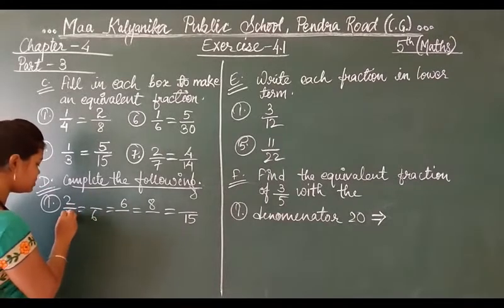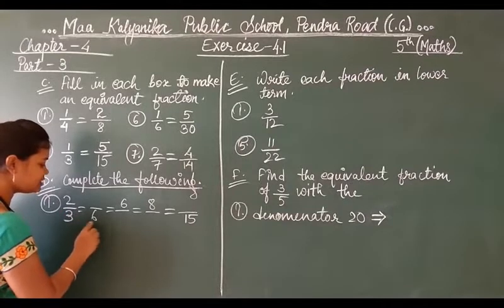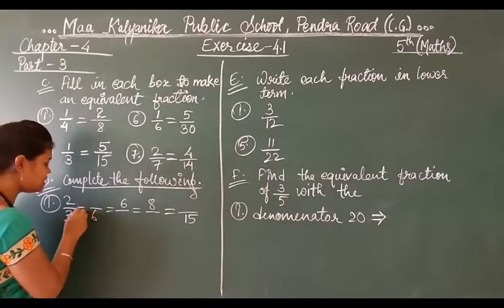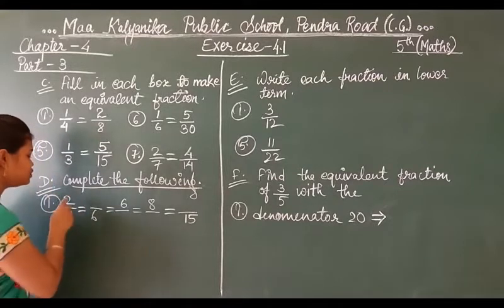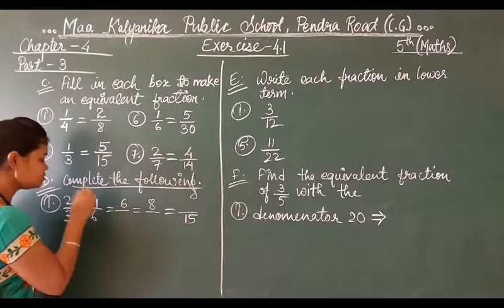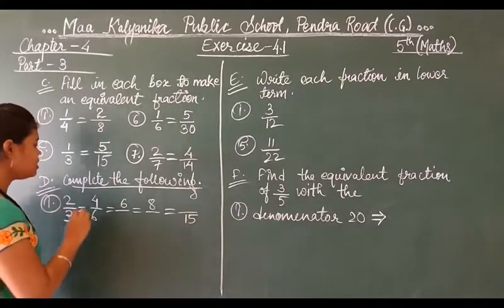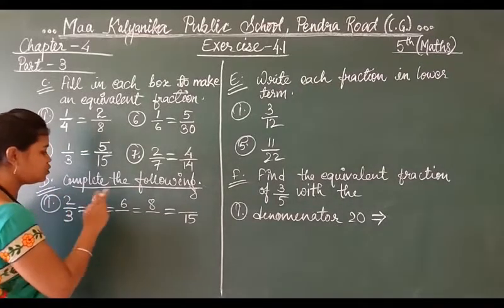How to get it? Here the numerator is 2, the equal sign is there, and here 6 is there. How to get 6? So 3 2s are 6. We have multiplied by 2. So 2 2s are 4. Now what to do with this 2 to get 6?